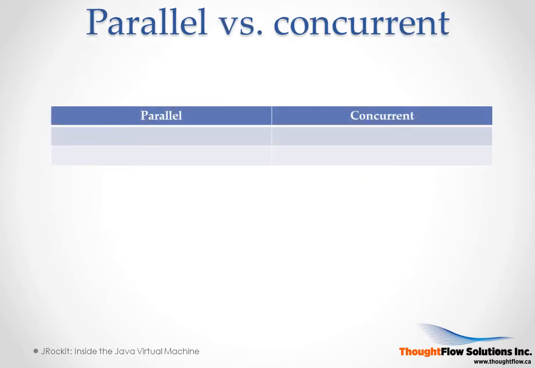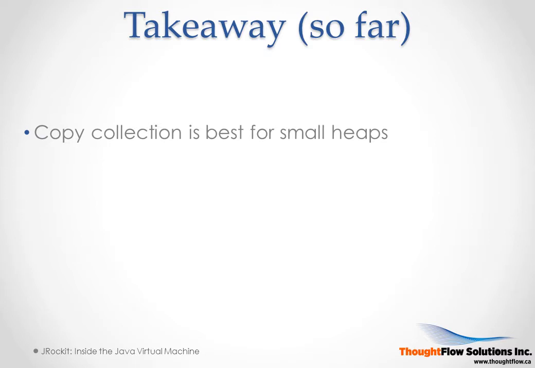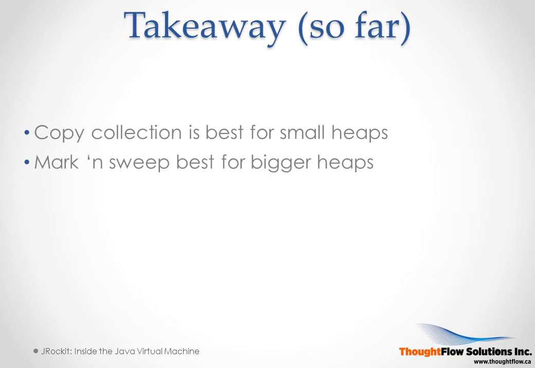So throughput is maximized, but obviously not responsiveness. When we compare the parallel versus concurrent, you see the parallel is actually faster, but concurrent has shorter pauses. Parallel is better for batch processing, whereas concurrent is better for app responsiveness. So obviously, as with all other things, you have to choose based on your type of application. So what's the takeaway so far? Copy collection is best for small heaps. Mark and sweep is best for bigger heaps. Concurrent is best for real-time apps.